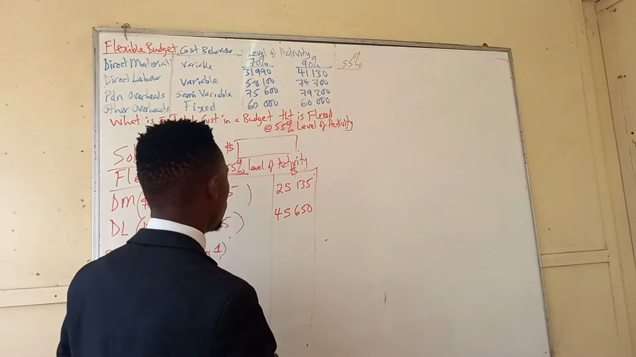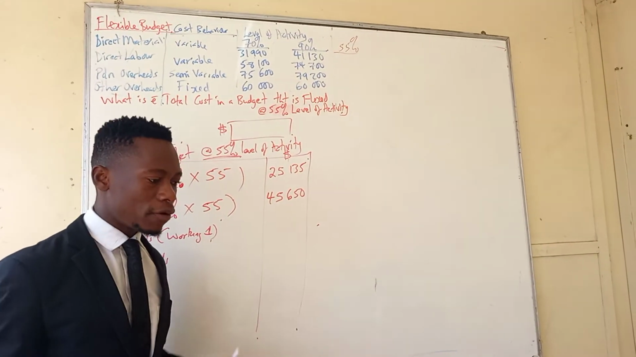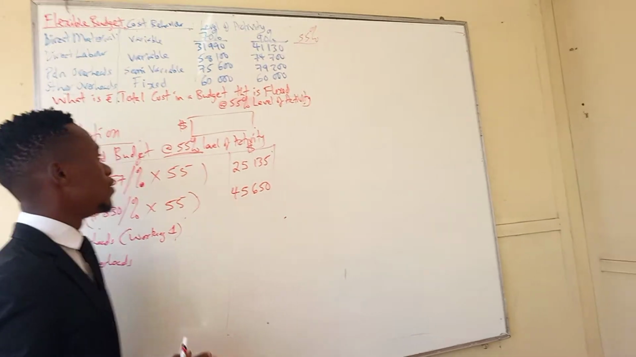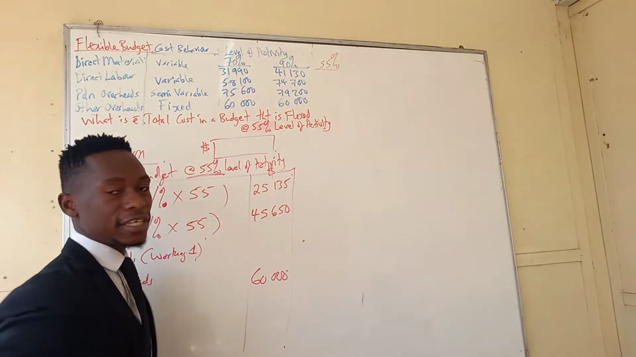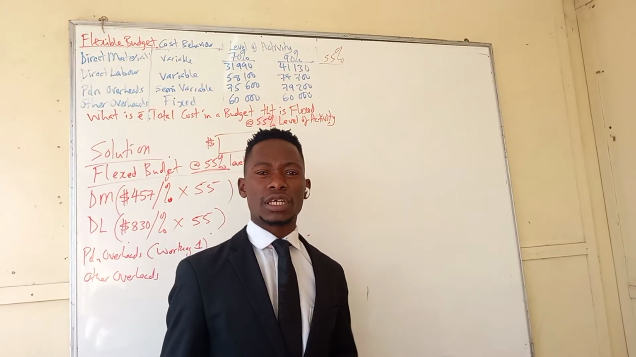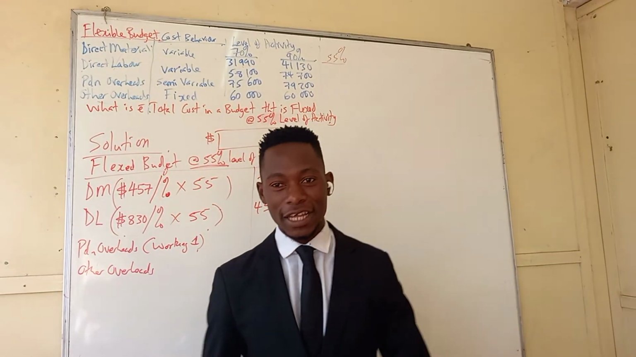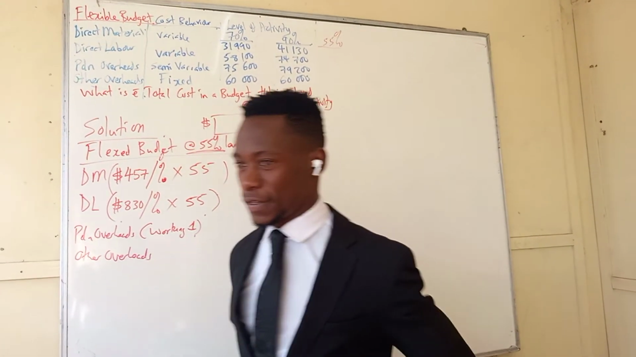You get it? So even if you say, what will be the cost at 55%? The type of fixed cost is not affected by the activity level. So it's still at 60,000. Fixed costs are fixed because they are fixed. They do not vary, they do not change in total as the activity level changes.